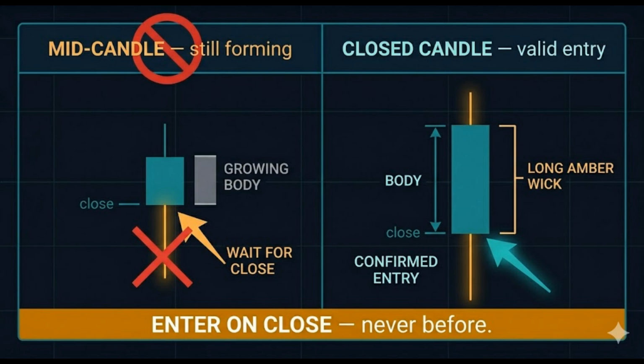Write this on your monitor. Enter on close. Every time you feel the urge to enter a forming candle, you are gambling on the pattern completing. Wait for the close. It costs you a few pips. It saves you from the majority of false entries.